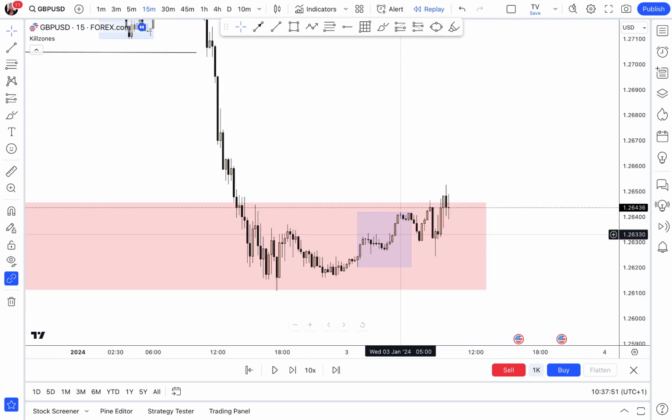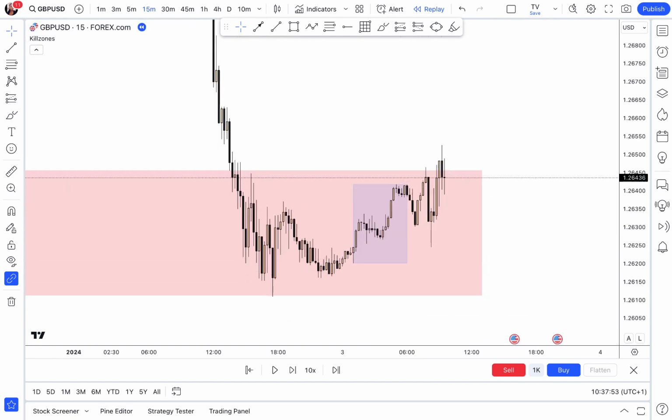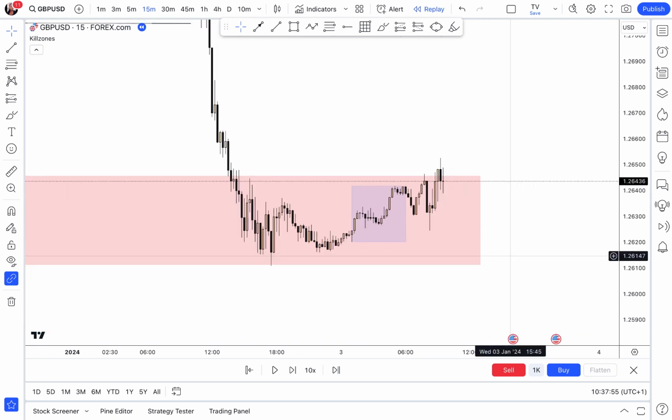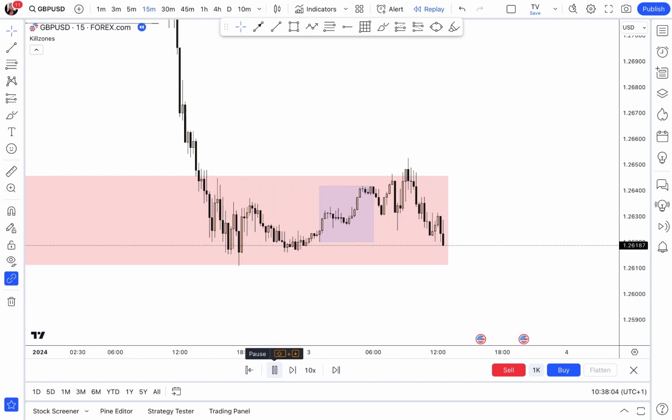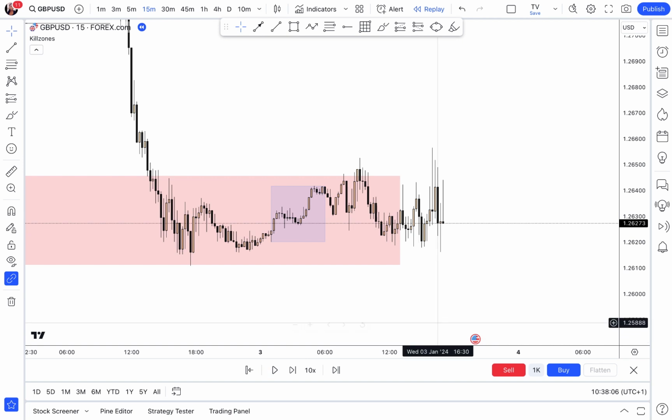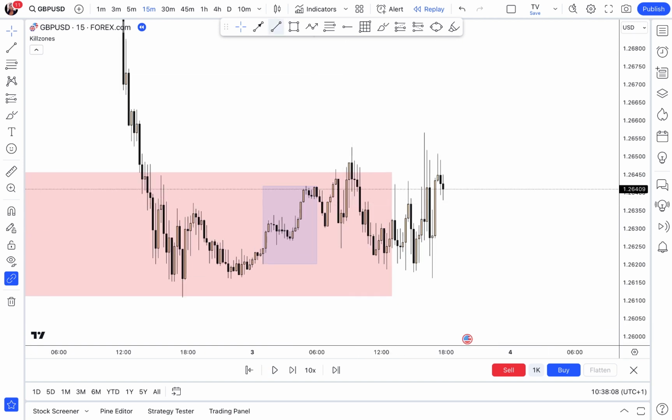So we are now in the London session. This is the Asian session. We are now in the London session. Let's look for ways we could get buys. Okay, so let's wait for break of structure. Now as you can see, market has started breaking structure.